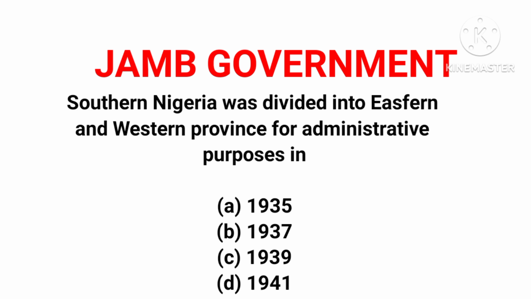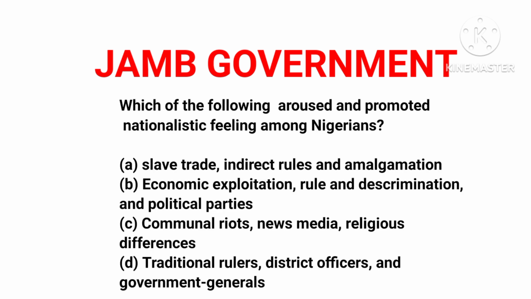Question 39, which of the following aroused and promoted nationalistic feeling among Nigerians? We have option A, slave trade, indirect rule and amalgamation. B, economic exploitation, racial discrimination, and political parties. C, communal riots, news media, and religious differences. D, traditional rulers, district officers, and governor generals.